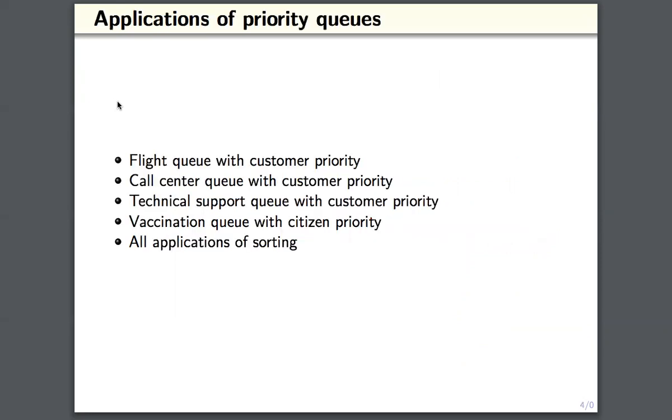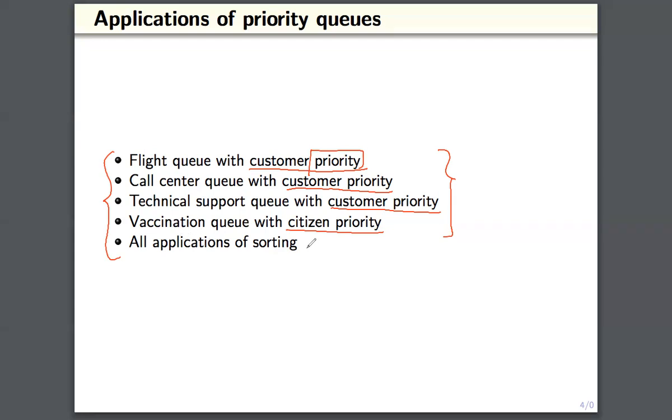Next. So what are some of the applications of priority queues? Think about any application that has priorities. Flight queue that has customer priority. Call center queue, customer priority. Technical support queue, customer priority. Vaccination queue, citizen priority. So any application that has priorities, priority number 1, importance 2, importance 3, class A, class B, class C. Yes, exactly. So on, any application that has priority, classes, divisions, groups.